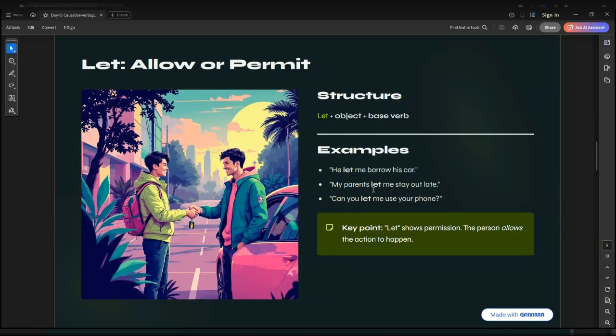My parents let me stay out late. My parents allowed me to stay out late, right? Can you let me use your car? Can you allow me to use your car? Use your phone, sorry. Use your phone. So let is equal to allow. Let is equal to permit. Whenever we are asking permission or giving permission, we use let.